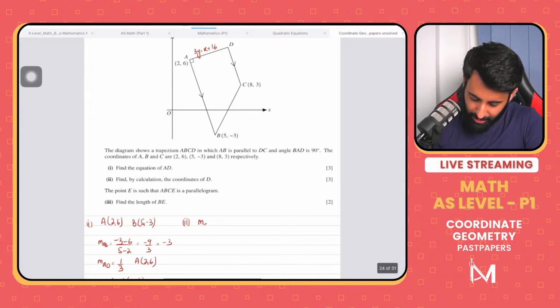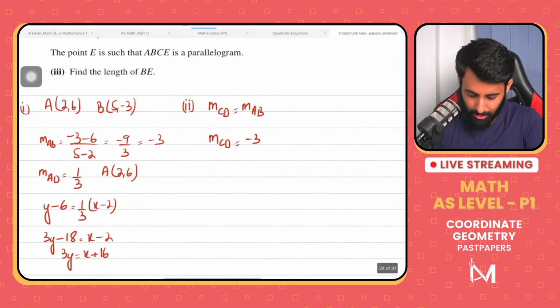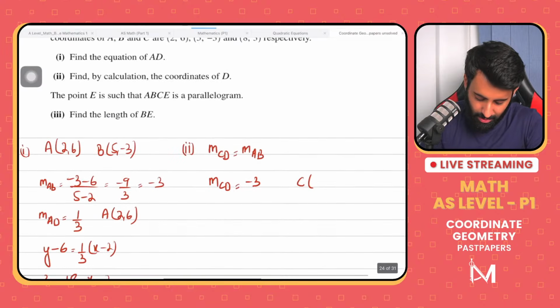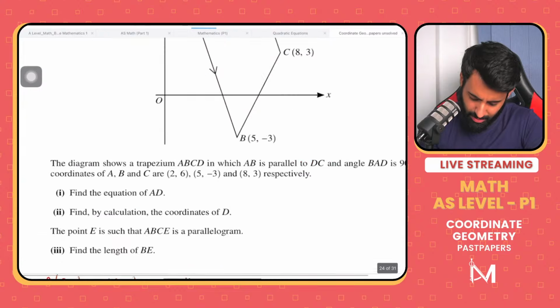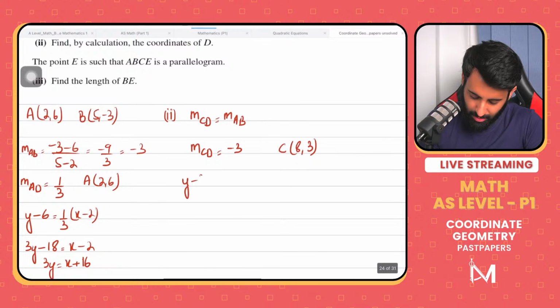So we know what the gradient of line CD will be. It will be the same as the gradient of line AB. That means the gradient of line CD will be minus 3. And we need a point through which the line is passing, and we have that in the shape of C, which is 8 comma 3. Is it minus 3? No, sorry, it's plus 3. Okay, so let's put this together. y minus 3 is equal to minus 3 into x minus 8. So y is equal to minus 3x plus 24 plus 3. So y is equal to minus 3x plus 27.